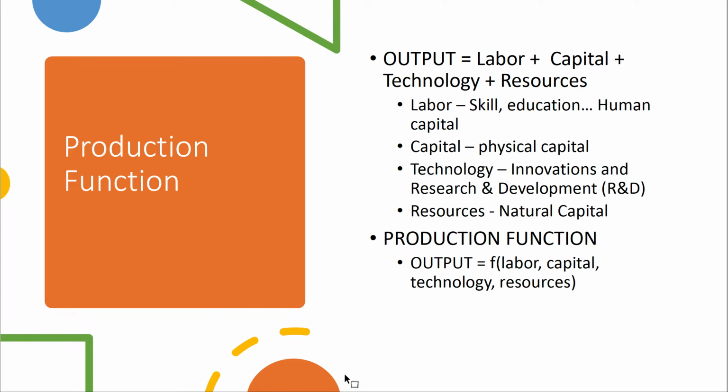Okay, so when we think about this, we call it the production function. That's just jargon for saying that output depends on labor, capital, technology, and natural resources. By labor, we mean your skill, your human capital. Capital, we're talking about physical capital here. Technology is just innovations in research and development, R&D, smarter ideas, resources being natural capital. Together, you combine all these things into a production function, and that will generate output, and then that output has to be valued on the marketplace. And the more we dump into that production function, the more output we're going to get.